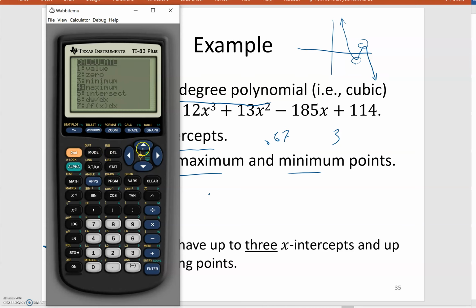So I want to find the local min. And it's over here. Left bound, right bound, guess. And my local min is 1.93, comma, negative 108.